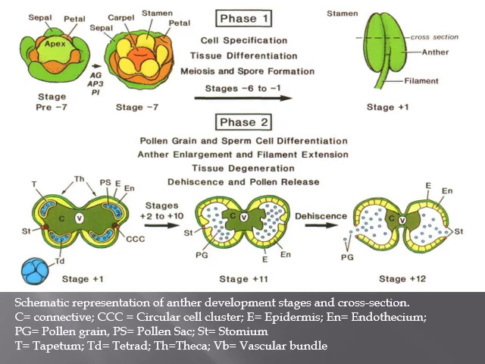Then the pollen grain formation takes place, and after the dehiscence, pollen is released from the pollen sacs. It contains the epidermis and stomium. The stomium is a gap or pore-like structure present in the anther wall, from where the pollen grains are released after the dehiscence. That is the last stage of anther development.